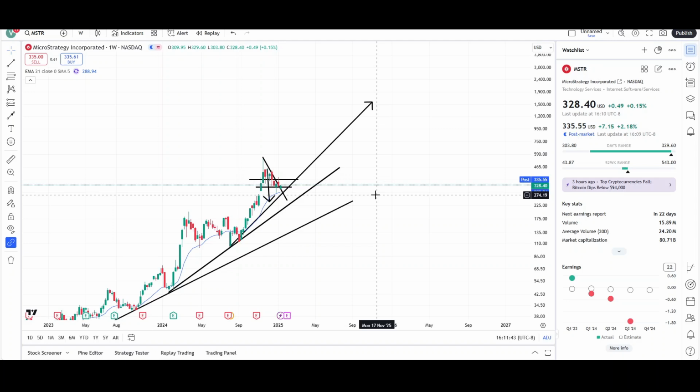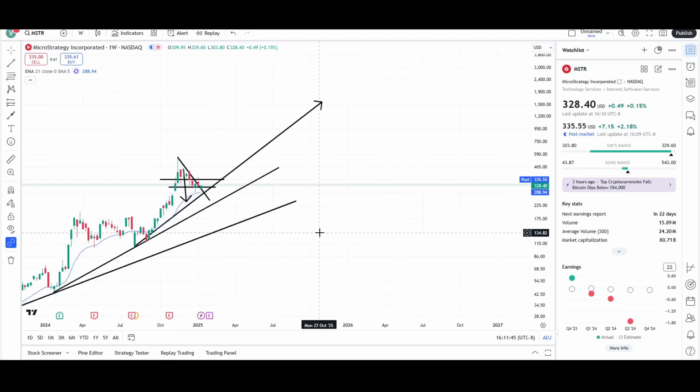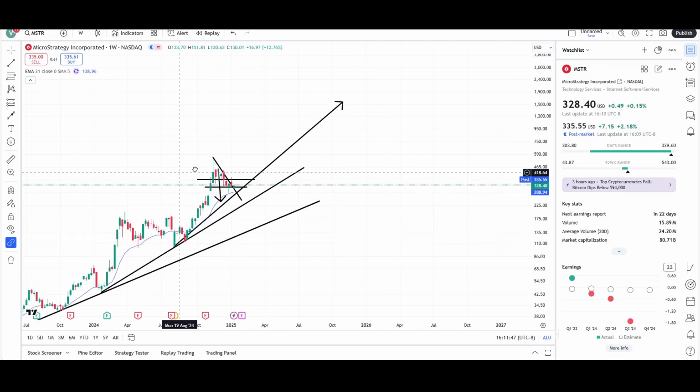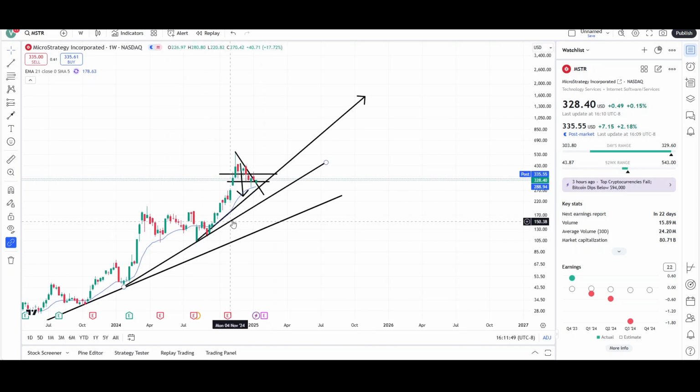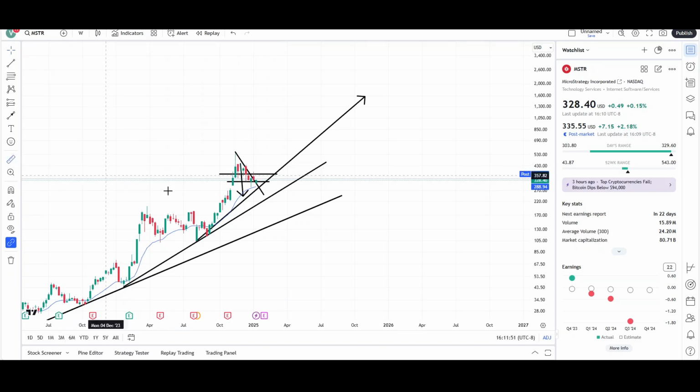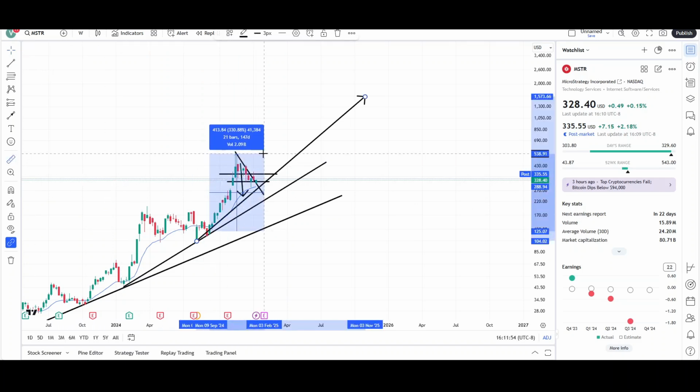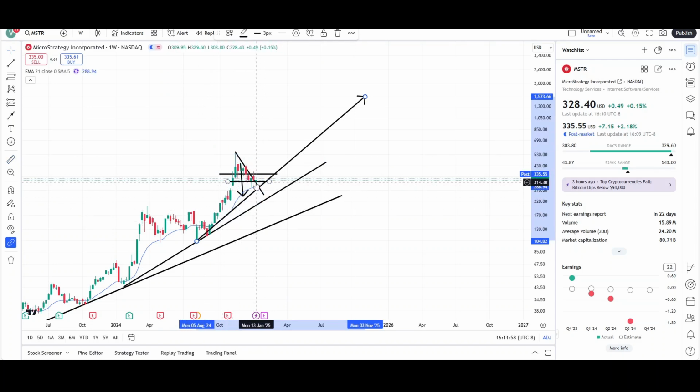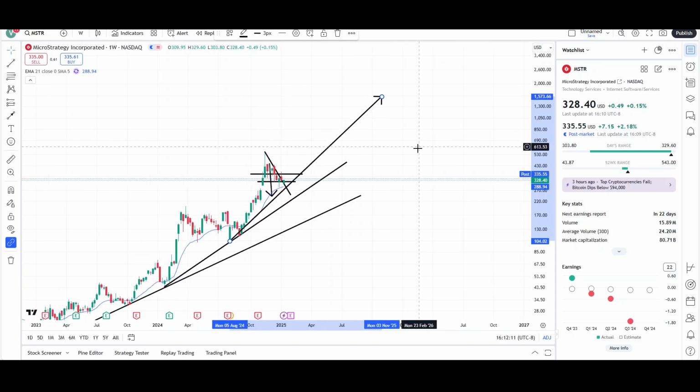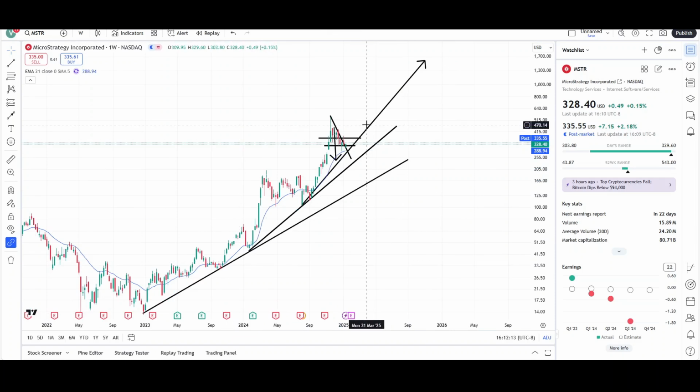And MicroStrategy can get there very quickly. You guys can already see how quickly price can go up. Just from about September up until mid-November, that was about a 330% gain in just a few months. So we could see something similar, maybe not as large, but it just goes to show you how quickly MicroStrategy can go up, because it's a leverage play on Bitcoin, and Bitcoin can go up quickly as well. So overall, I'm looking for higher prices in the long term for MicroStrategy.